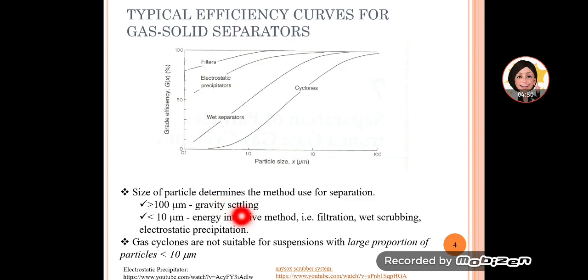Gas cyclones are not suitable for suspensions with a large proportion of particles less than 10 micrometers. There is too much of this size of particles, so gas cyclones will not do so well. If you notice, the efficiency hardly even reaches 50%. It's not even 50% for the ones below 10 micrometers.